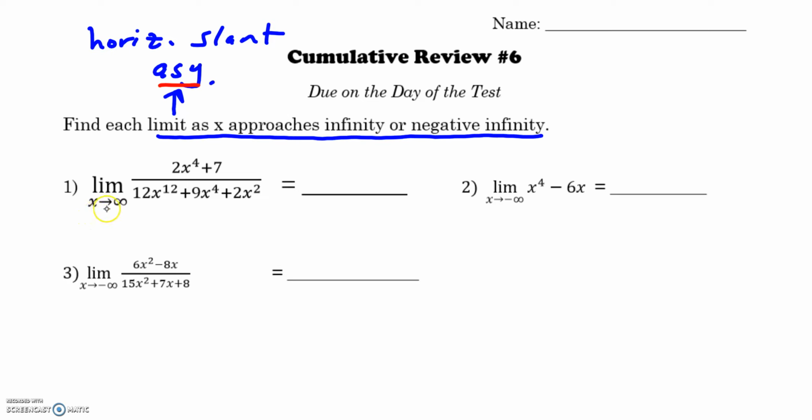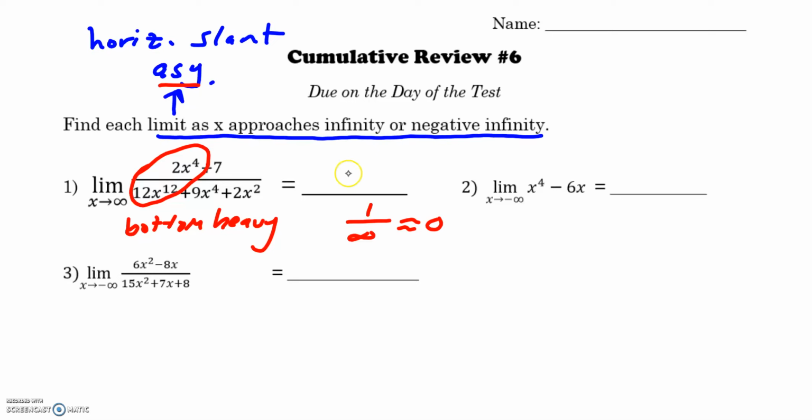If we look at number 1, as x is approaching infinity, notice that we have a bottom-heavy function here. Whenever you have a function that's bottom heavy, what you're really doing is taking a small number, like 1, and dividing that by a very large number like infinity. 1 divided by infinity is very close to 0, so the limit must be 0, or the asymptote that I'm approaching will be a horizontal one at 0.